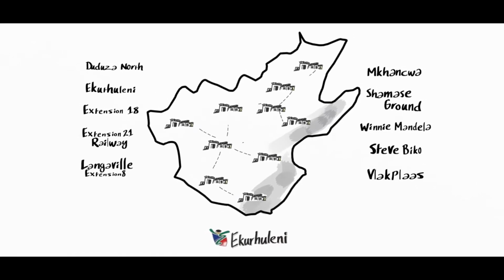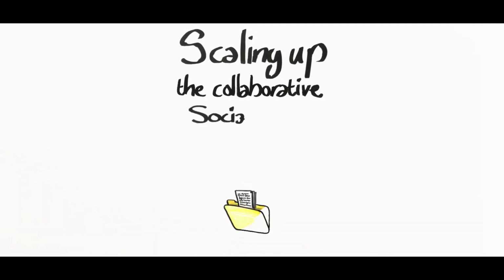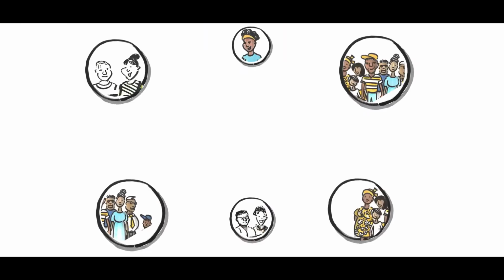After the success of the Wattville social audit, the social audit network decided that it is best to scale up this type of social audit to 10 more communities for more evidence. We then decided, together with the municipality, to collaborate further and do more social audits.